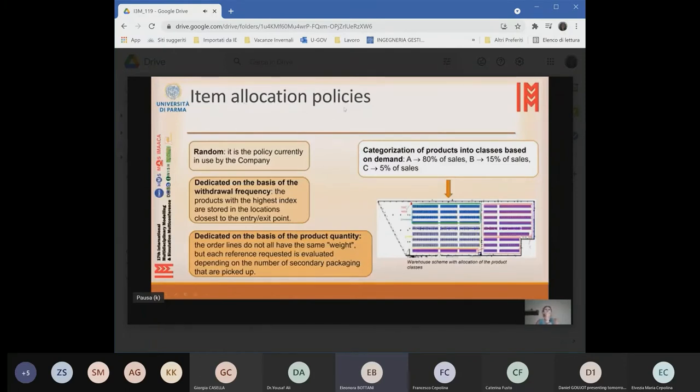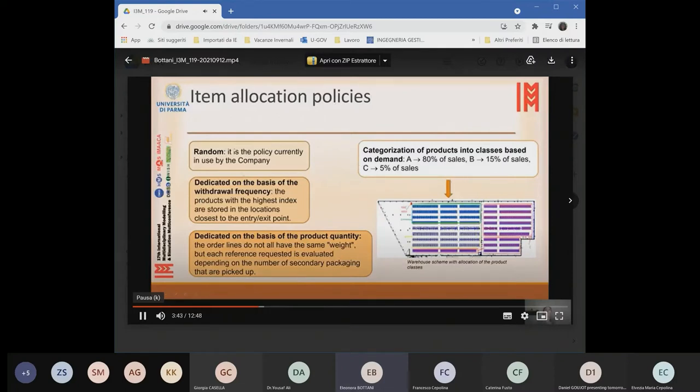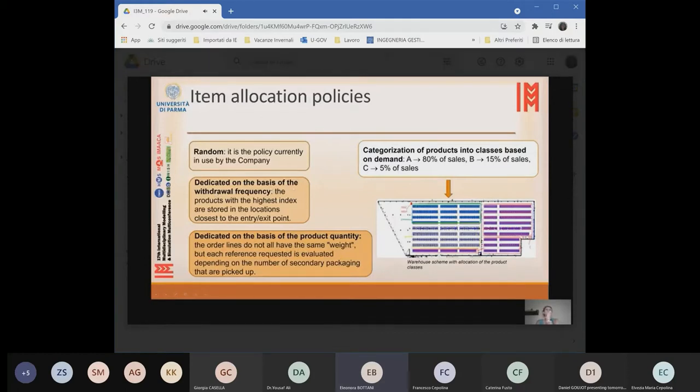The four item allocation policies taken into account were the random one, that is the policy currently used by the company, and two forms of dedicated policy. The first one is a dedicated policy on the basis of the withdrawal frequency of items. This means that the most requested item should be located closer to the entry point. The second is a dedicated policy based on the product quantity. In this case, the products are not all the same in terms of weight, and this is taken into account when ranking them. The last approach is a categorization of products into classes based on demand. In this case, class A covers 80% of sales, class B 15% of sales, and class C 5% of sales approximately.